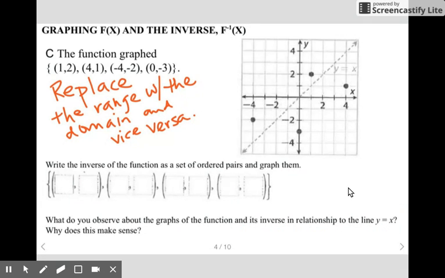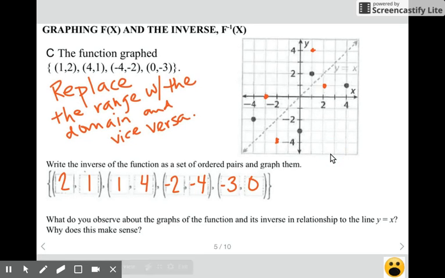All right. Here's a function that has been graphed. How would we state the inverse? By graphing it or rewriting the ordered pairs. Remember, replace the range and the domain. Let's look at it on the graph. Let's look at the ordered pairs. Okay, so here is 1, 2. Here's 2, 1. Replace those. Here's 4, 1. Here's 1, 4. That's the inverse. Here is -4, -2. That inverse is -2, 4. Here is 0, -3. Here's -3, 0. And here they are all listed.